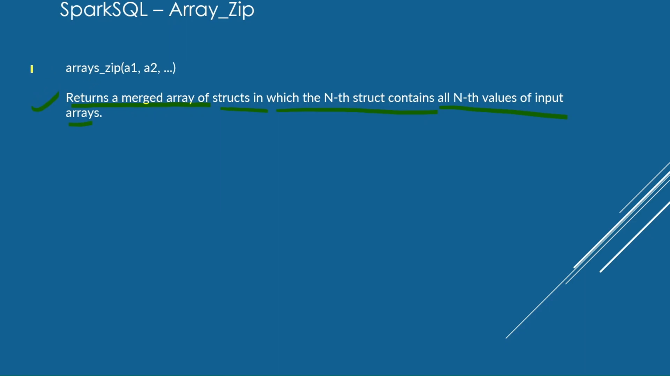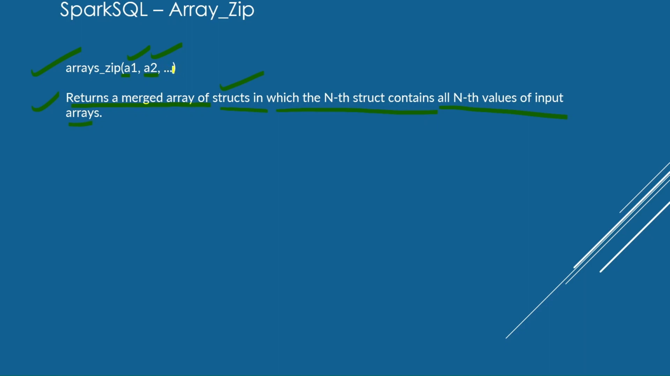Before discussing this statement, let's see the signature of the array zip function. So this is the signature. It takes two or more arguments, which are of array type, and the return would be a struct type, not an array. Whatever value is present at the first position in each list, one struct will be created from it.